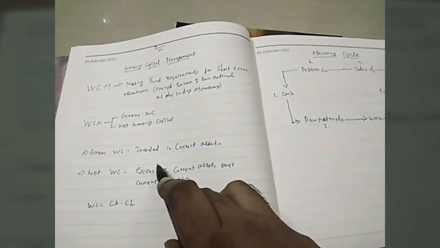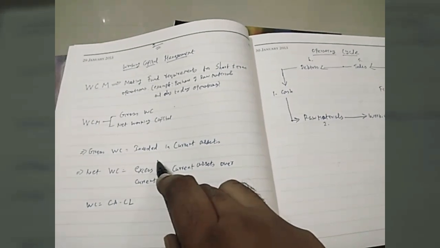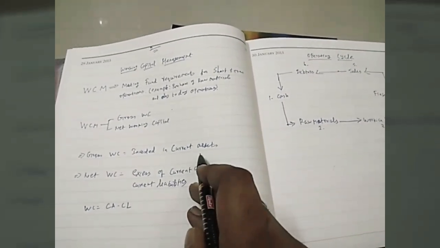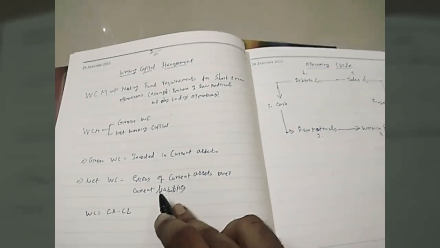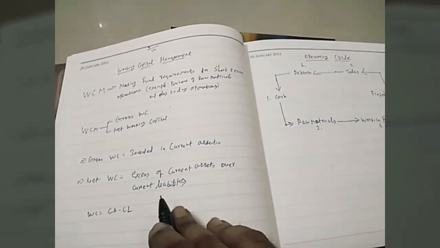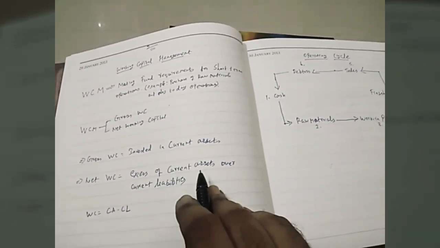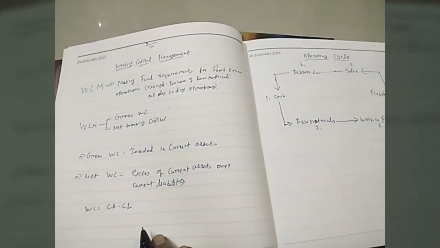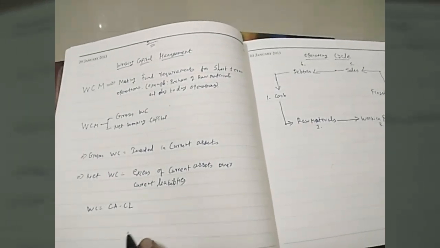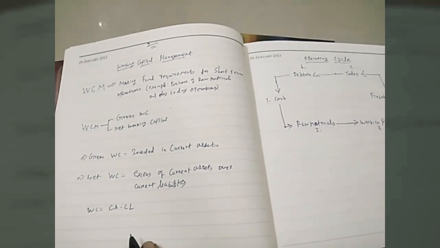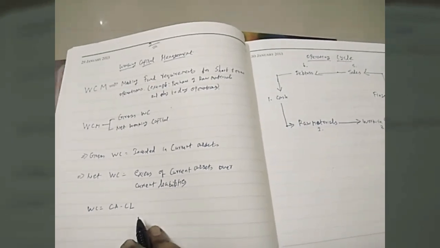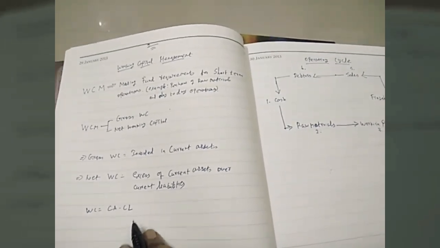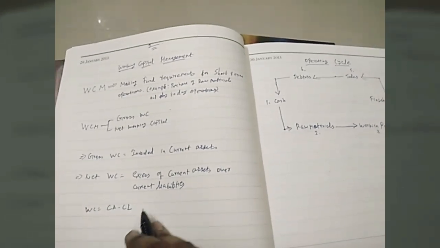Gross working capital means the total amount invested in current assets. Net working capital means the excess of current assets over current liabilities. That's called net working capital. So in this chapter, we are going to calculate net working capital. Generally, the term working capital is taken as when current assets exceed the current liabilities. When it is positive, then that is favorable to the company to meet the fund requirements for day-to-day operations.